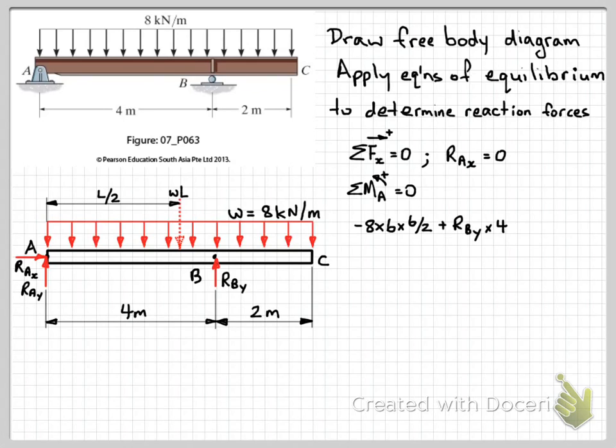We have no other loads causing moments about point A, so we can put all equal to 0 and rearrange that to solve for our reaction force at B. RBY equals 36 kilonewtons.